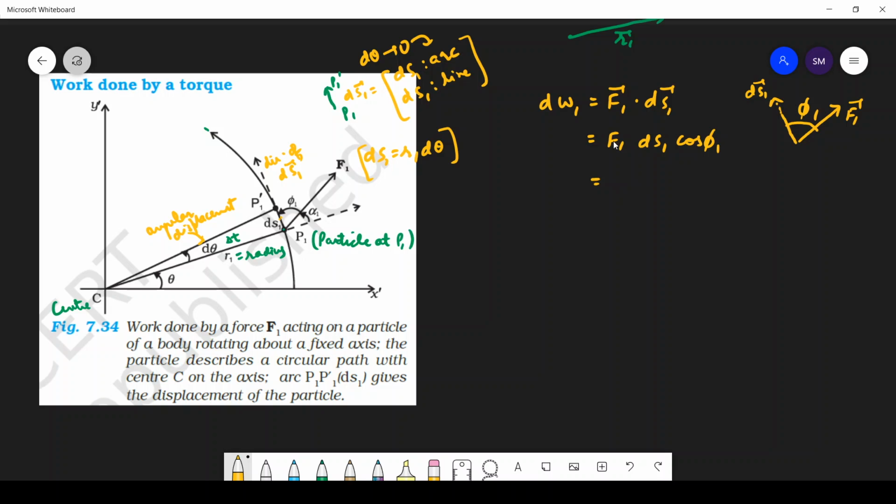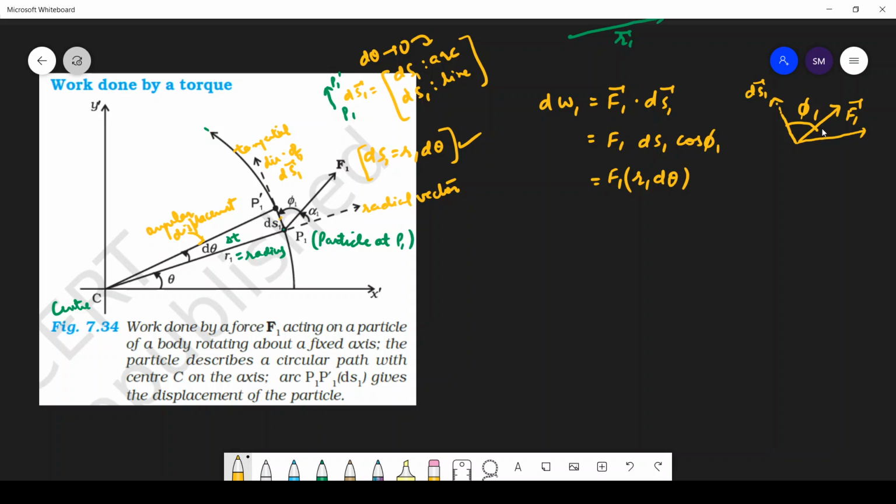Now put the value of ds1, which is r1 d theta, into the expression. So this is the value of ds1 we have put. Now what is the value of cos phi1? See, if you extend this radius, this is the radial vector, and this is the tangential vector.